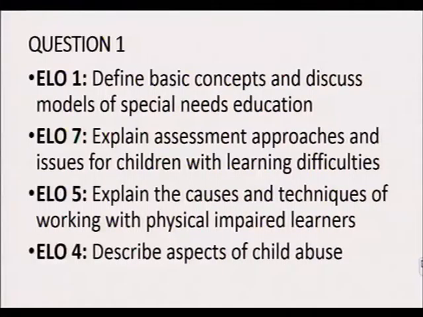Still with question 1, exit learning outcome 4 talks about describing the aspects of child abuse. Here, aspects of child abuse, so you need to analyze it, you need to name the types of child abuse. So go through that exit learning outcome very thoroughly, because it might give you guidance. What are the main points that you need to focus on in that question?